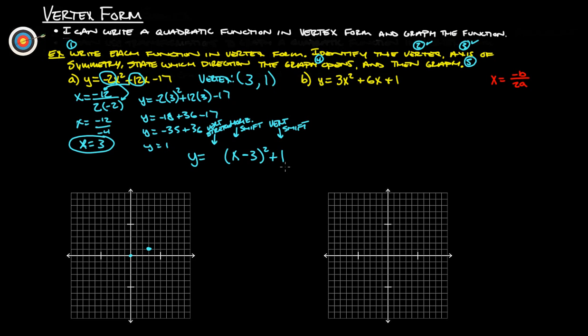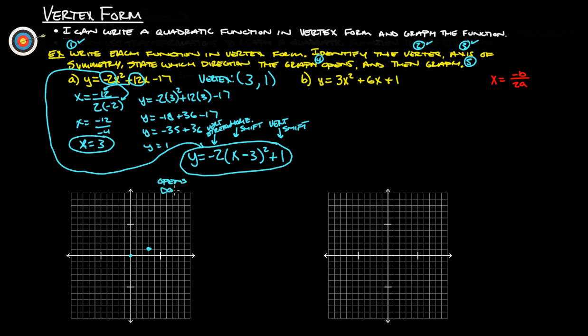Okay, so we've got those two pieces in place. And then our vertical stretch is simply going to be whatever this number is, whatever the A is. That's always going to be this vertical stretch right here. So that's going to be negative 2. So there is the equation in vertex form. So we've now done this part here as well. It says state which direction the graph opens. Since it's negative, that means this thing's going to open down. So opens down. Right? So we've done 4, and then our last step is to graph, which we've already started.